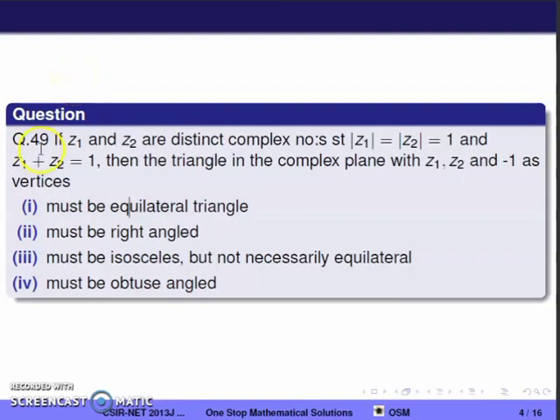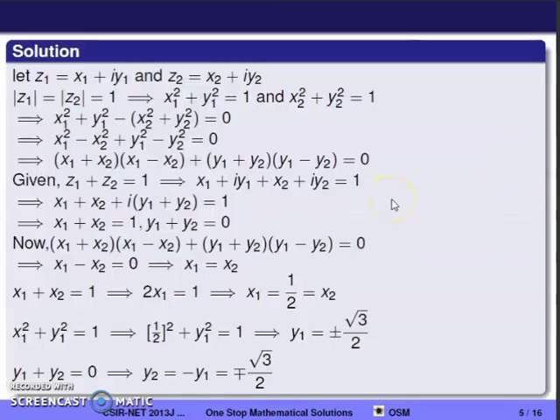Next, question 49. If Z1 and Z2 are distinct complex numbers such that mod Z1 is equal to mod Z2 is equal to 1 and Z1 plus Z2 is equal to 1, then the triangle in the complex plane with Z1, Z2 and minus 1 as vertices. So we have to find which type of triangle these complex numbers form. So let us check how to do this question now.